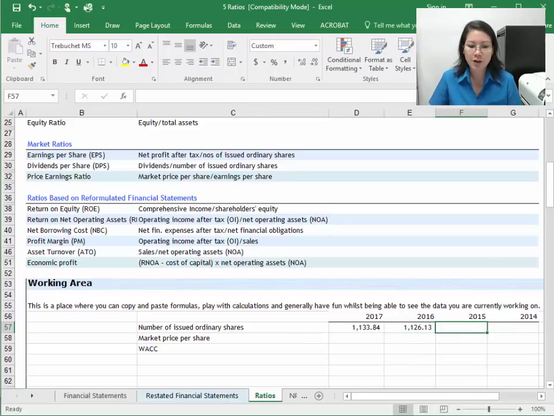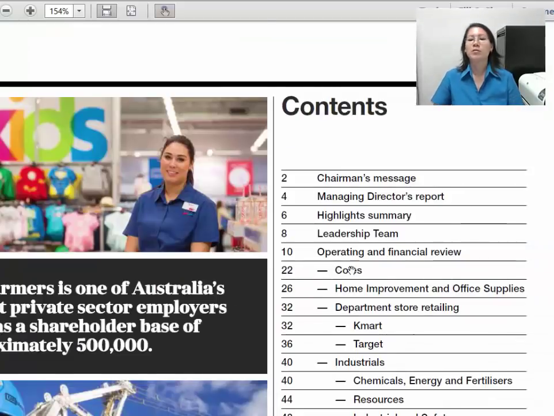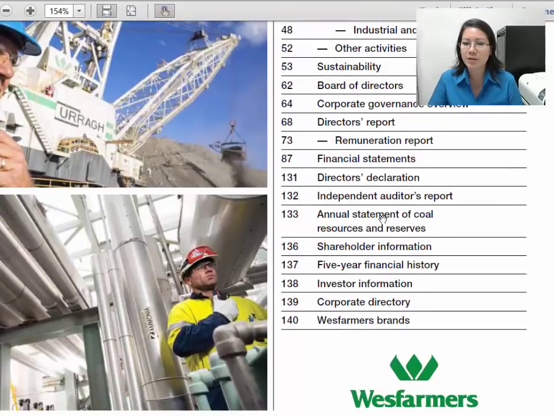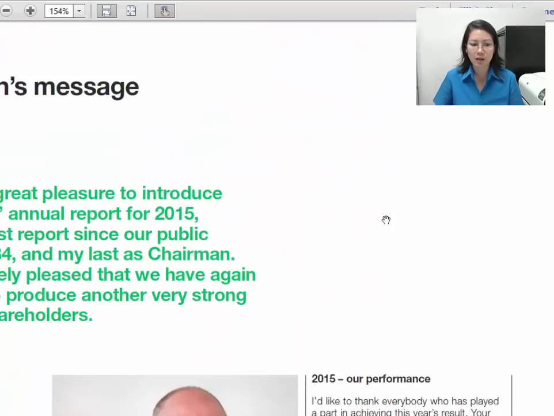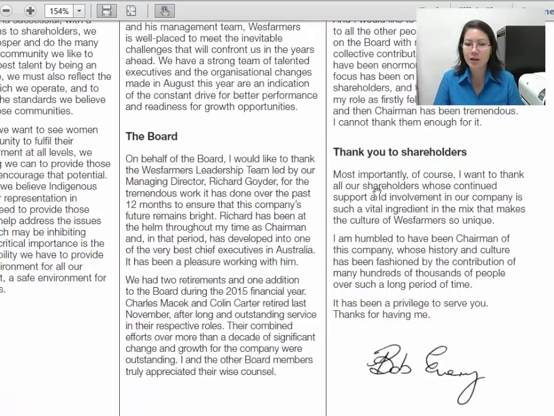Now for 2015, I've got to go to my 2015 annual report. So I'm just going to go down to this equity section in my balance sheet. Here's my financials. Oh, it's not going to let me. Let's go down to page 87.